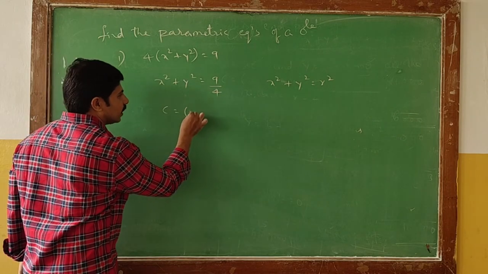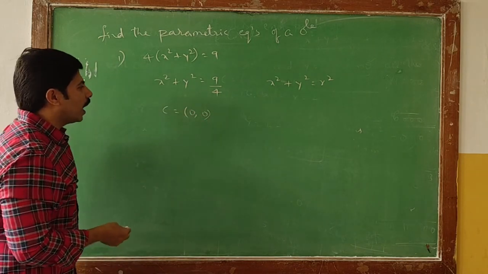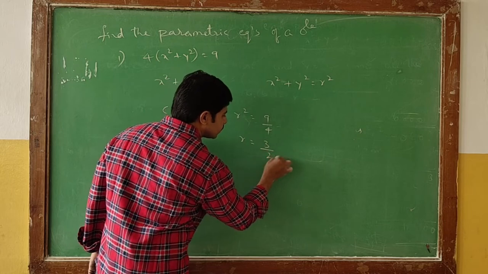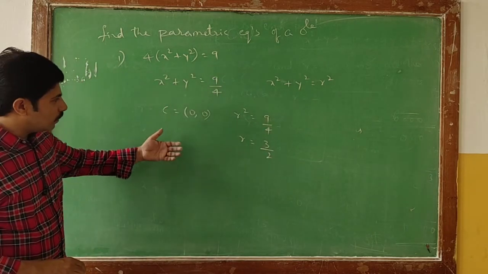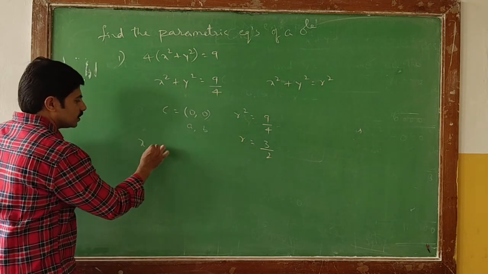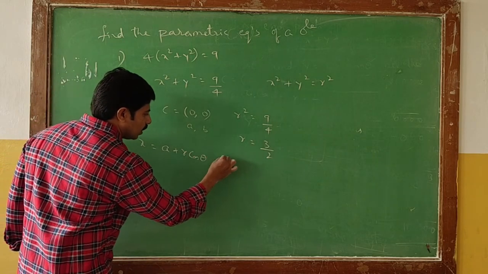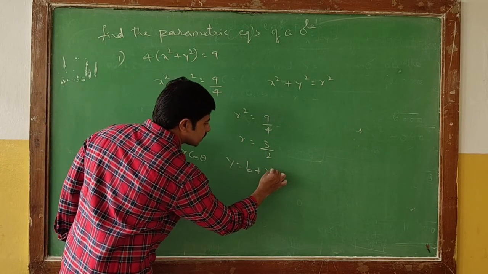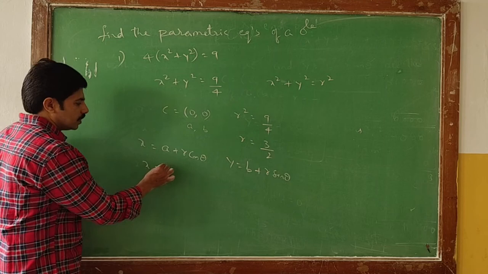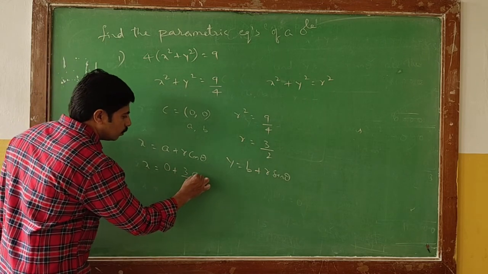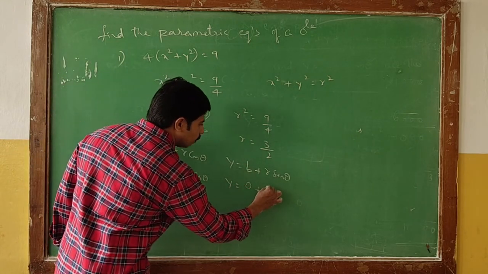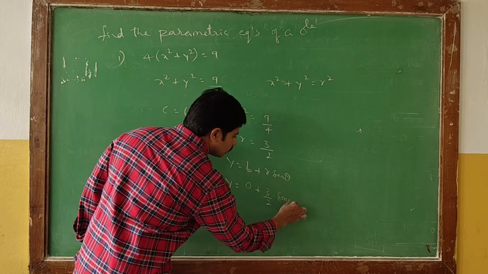So, if I compare, what is the center? It is the origin 0, 0. And r square is equal to 9 by 4, and r value is 3 by 2. So we have a center and radius. That means we have the values of a and b representing the center. So x is equal to a plus r cos theta, y is equal to b plus r sin theta. Substitute this. X is equal to 0 plus 3 by 2 cos theta. I am just substituting. Y is equal to 0 plus 3 by 2 sin theta.